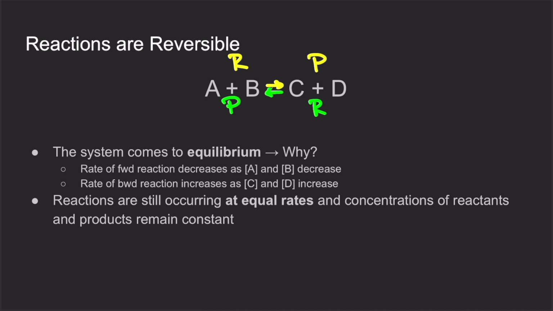Now, if you leave this going, eventually the system will come to an equilibrium. Let's think about why this is the case. Well, it says that the rate of forward reaction decreases as the concentration of A and B decrease. But that doesn't make any sense to me. Why would that be the case? How can I describe it to you.